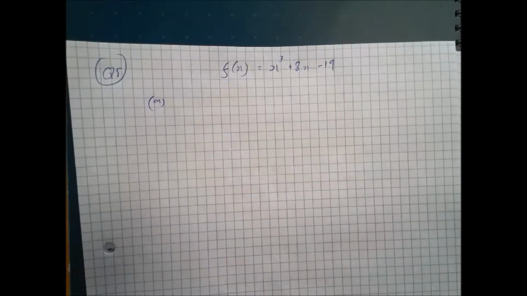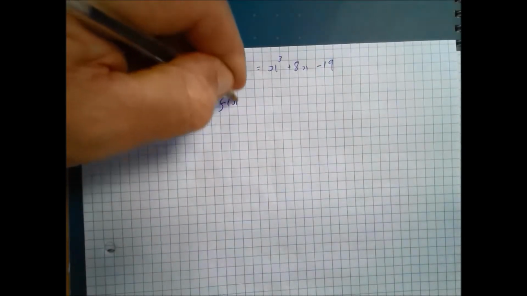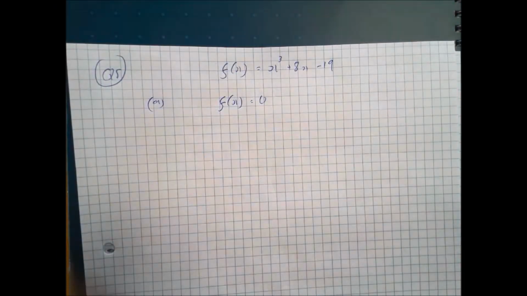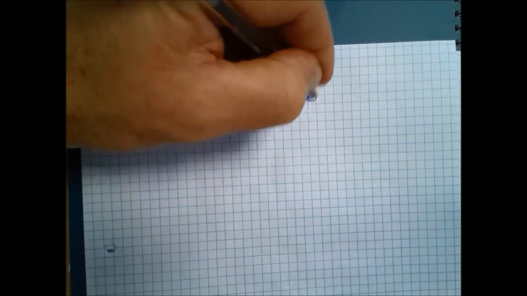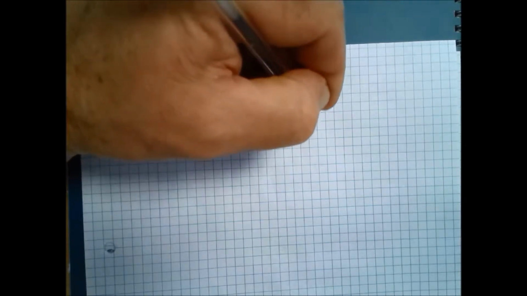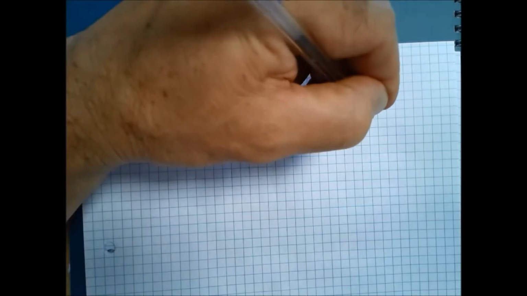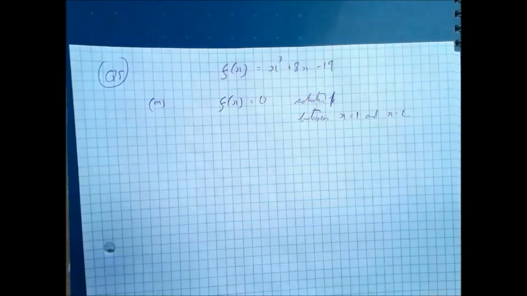Okay, question 5 again. We have this equation here, f of x equals x cubed plus 8x minus 19. And part A is to show that f of x equals 0 has a solution between x equals 1 and x equals 2.